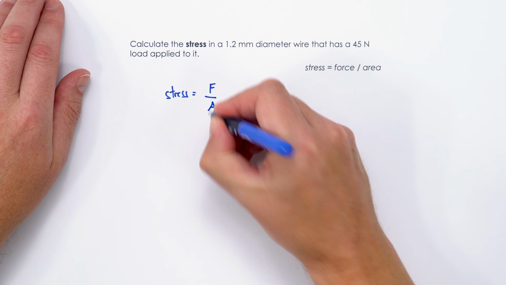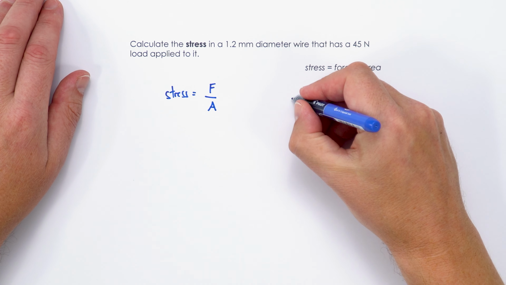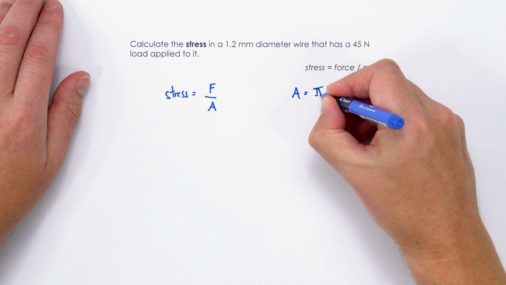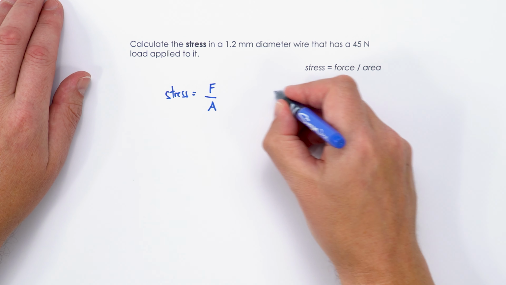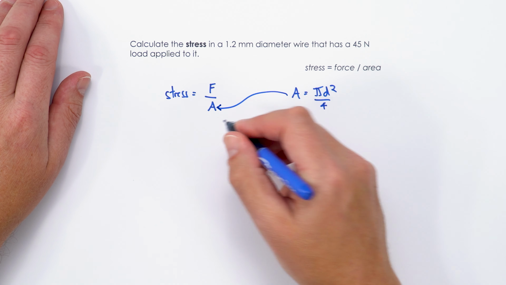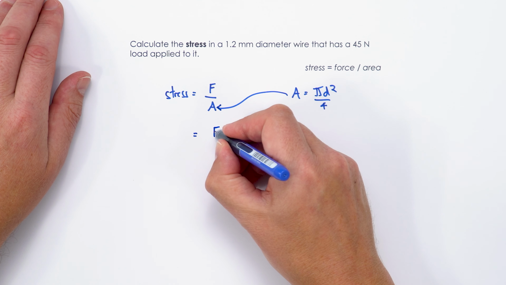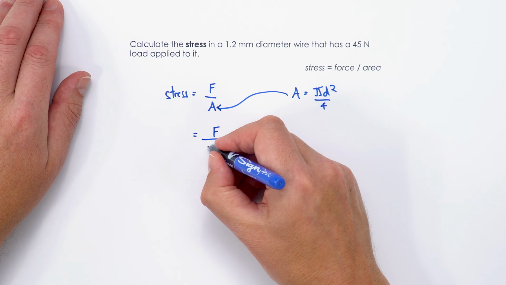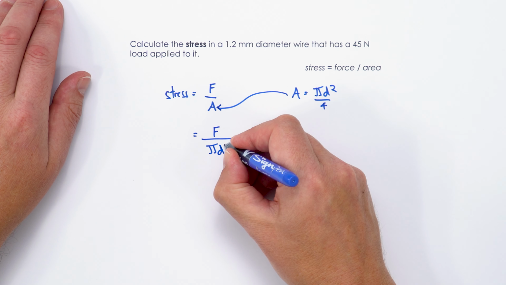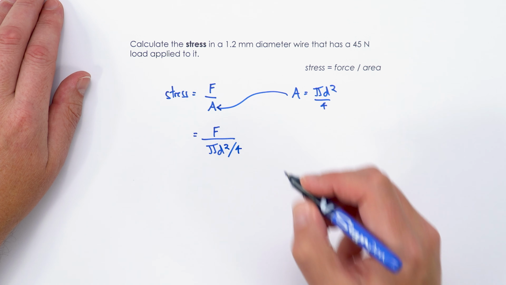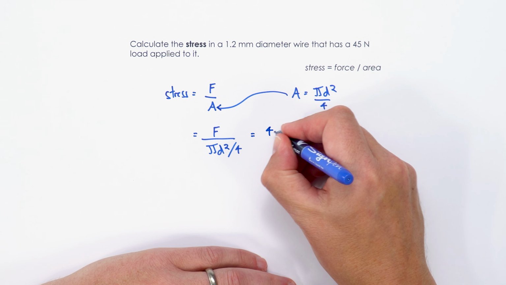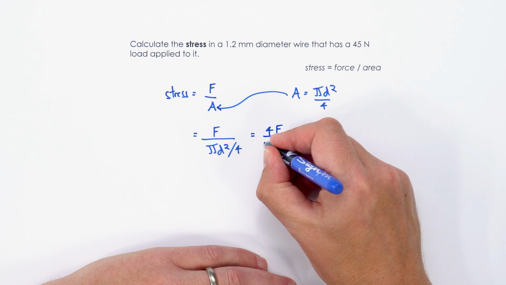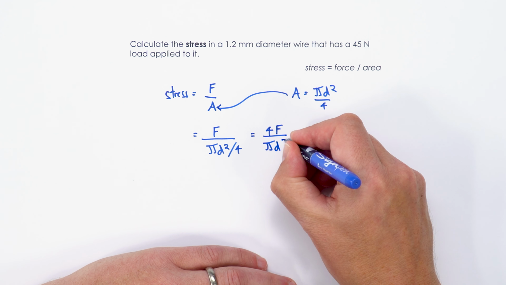divided by the area. But of course, we know that the area is equal to pi d squared over 4. So we can put this equation back into that to say that this is going to be equal to the force divided by pi d squared over 4. Now we've got a kind of fraction here with a fraction on the bottom, so it all looks a bit messy. So we can also rewrite this as 4F divided by pi d squared.